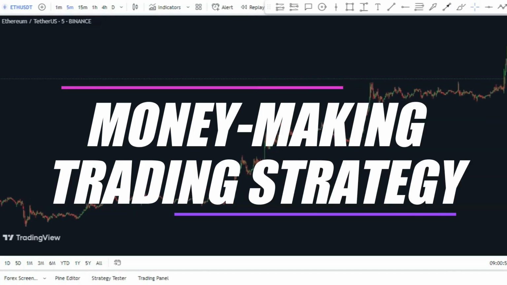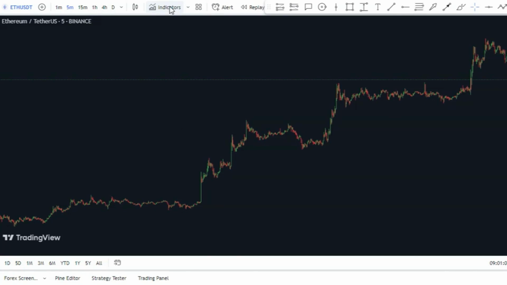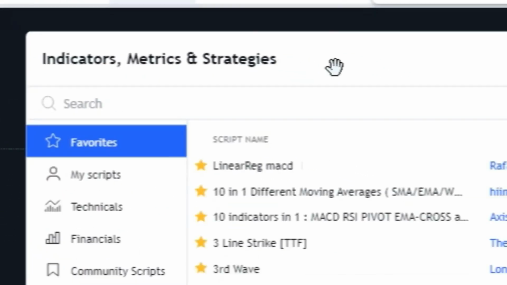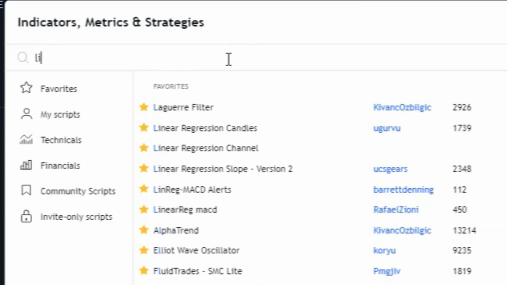I'd like to help you understand this particular money making strategy more clearly. So the first indicator we're going to use is called Lean Ridge MACD, which can be found in the indicator section.